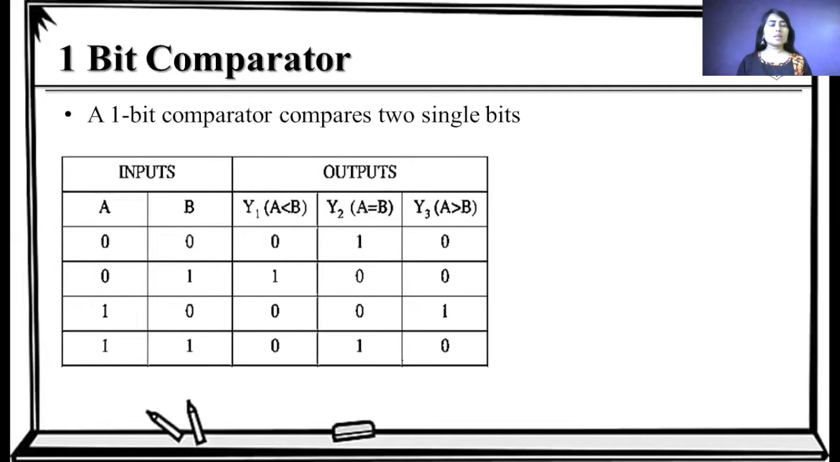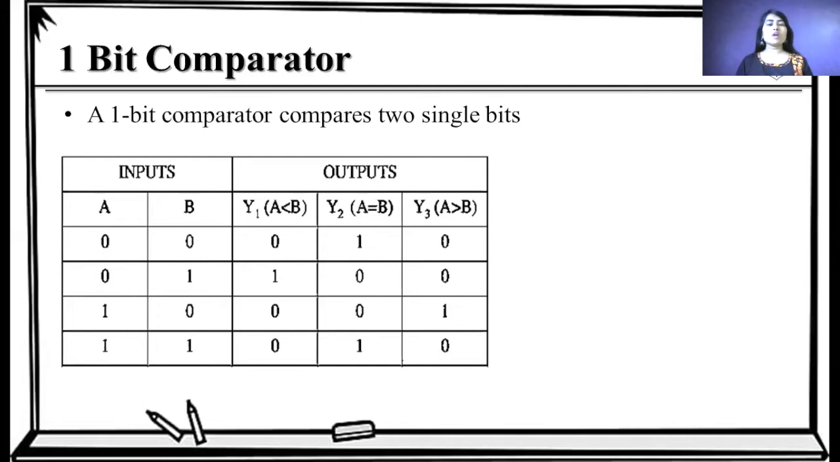Now let's compare A and B bitwise. We have 0, 0. That means A and B are both 0, so A equals B. So A less than B equals 0, A equal to B equals 1, and A greater than B equals 0, because our input bits are the same. Then the next combination, A equal to 0, B equal to 1. That means A less than B.